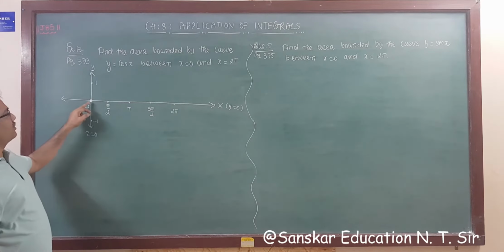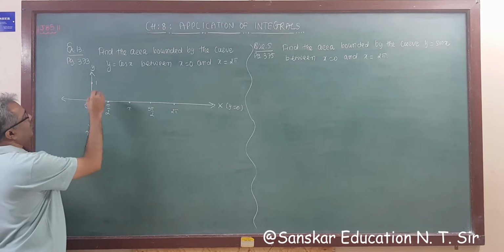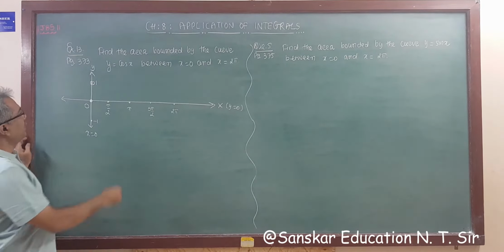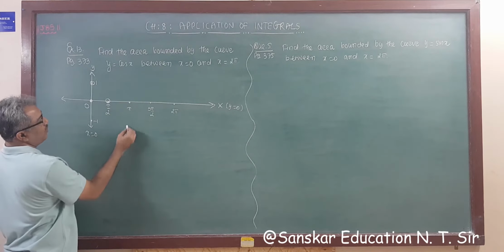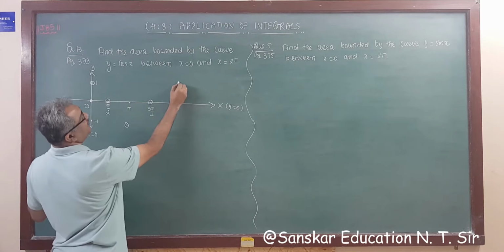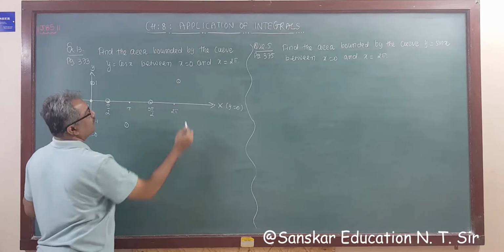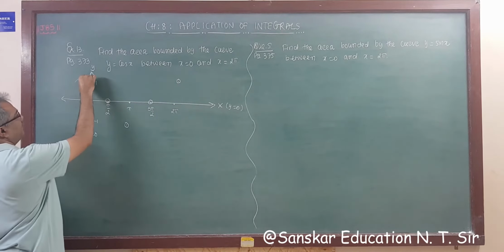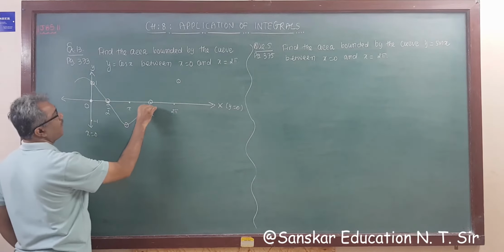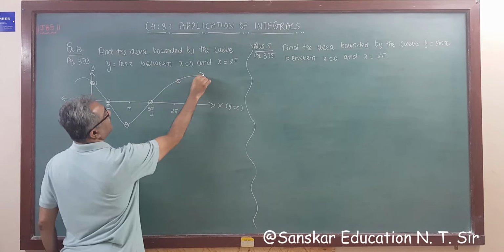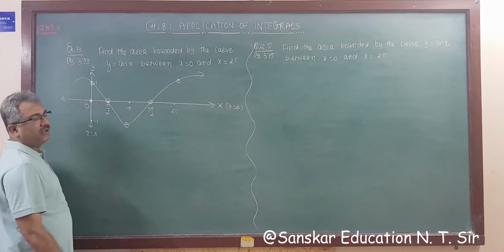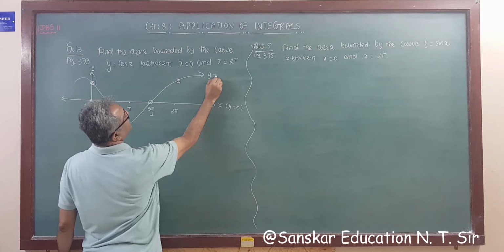Now you know cos 0 is 1, cos pi by 2 is 0, cos pi is minus 1, cos 3 pi by 2 is 0, and cos 2 pi is 1. So if we join these points, the graph of the cos function will be like this. This is the graph of the cos function, y is equal to cos x.